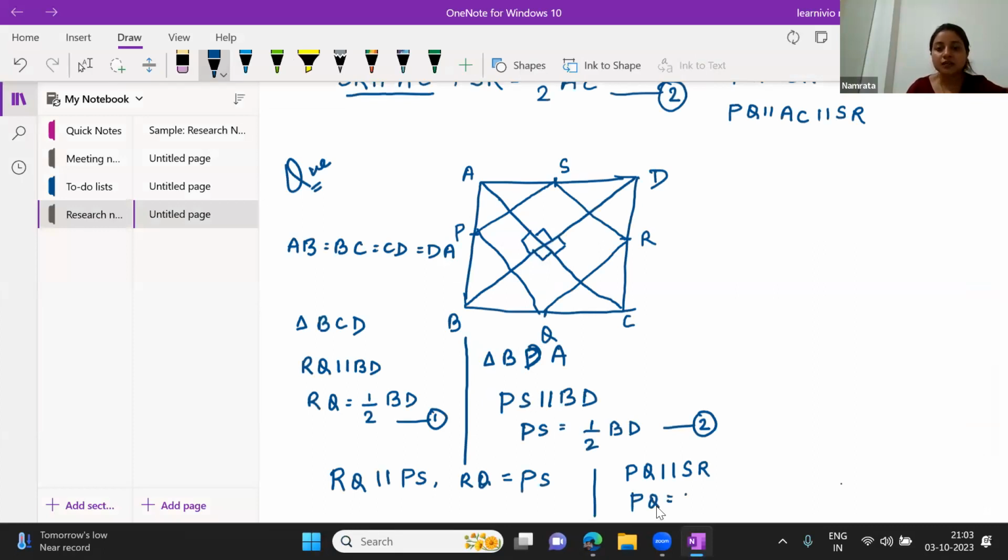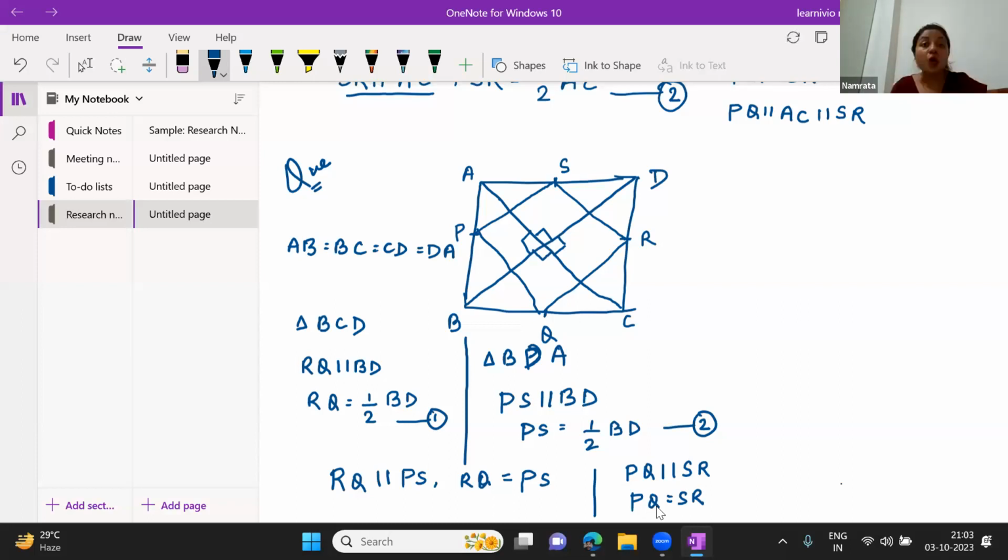PQ is equal to SR. Now we can say that since opposite sides are parallel and equal to each other, it's a parallelogram. PQRS is a parallelogram, but what we have to prove is that PQRS is a rectangle. So we don't have to prove parallelogram. We have to prove rectangle, but we must know that rectangle is from the parallelogram family only. Rectangle is a part of the parallelogram.